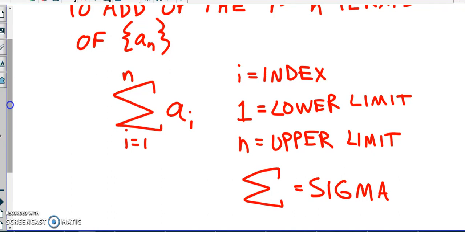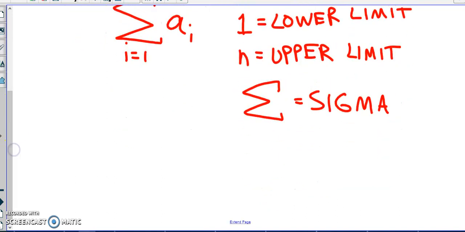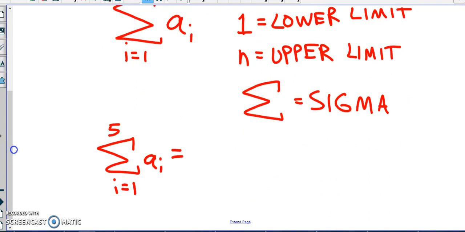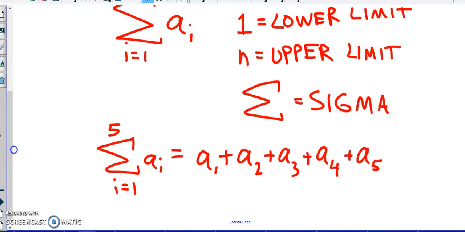So what happens is, for instance, if I had the sum from i equals 1 to 5 of a_i, what that means is that I start at the lower limit and plug in 1 for i, so this would be a_1. And the sigma means I'm adding these together, so plus. Then the index increments by 1, so it would go to 2, and then plus, then it would go to 3, and then add, then 4, and then add, and then 5. So that literally means start i at 1, bump it up by 1 every time, and then add these things together.